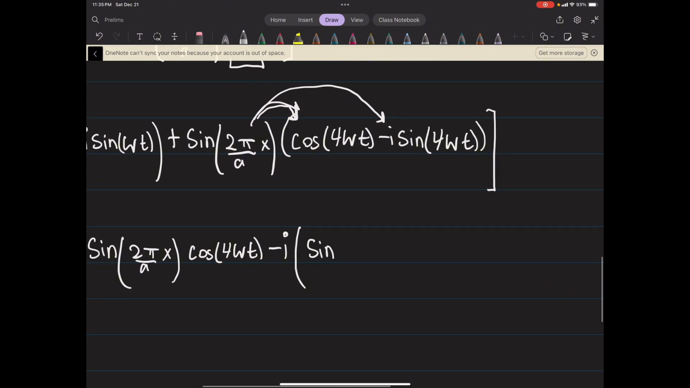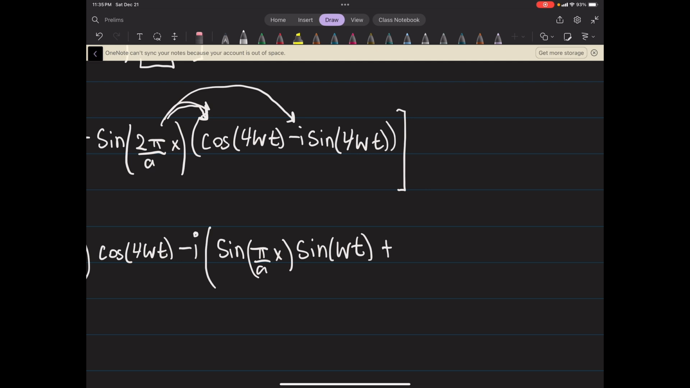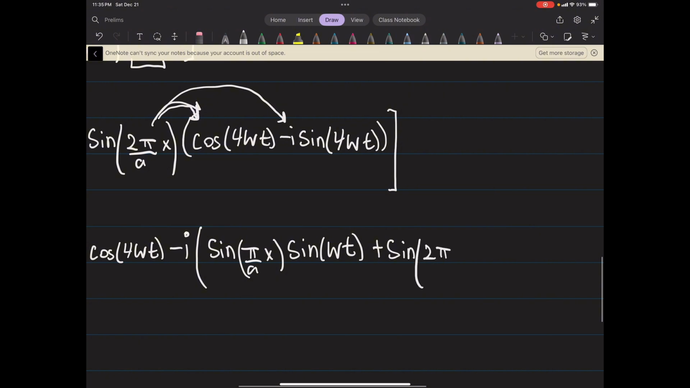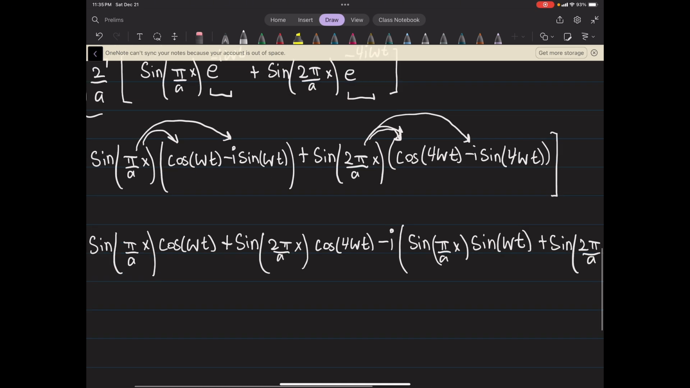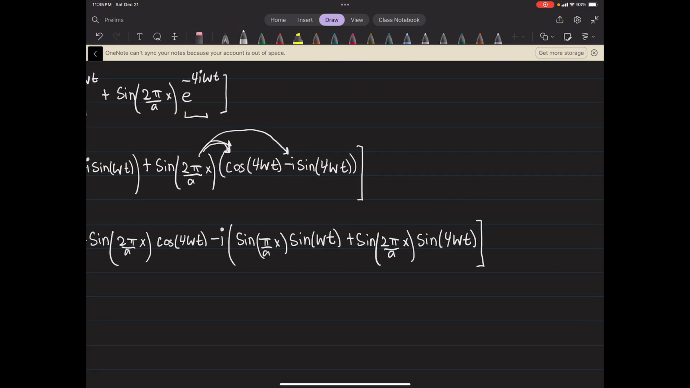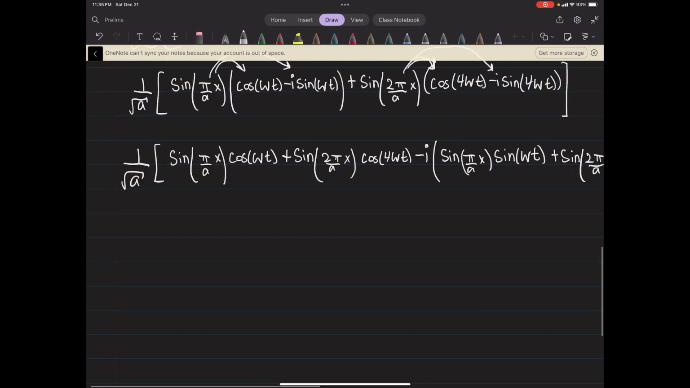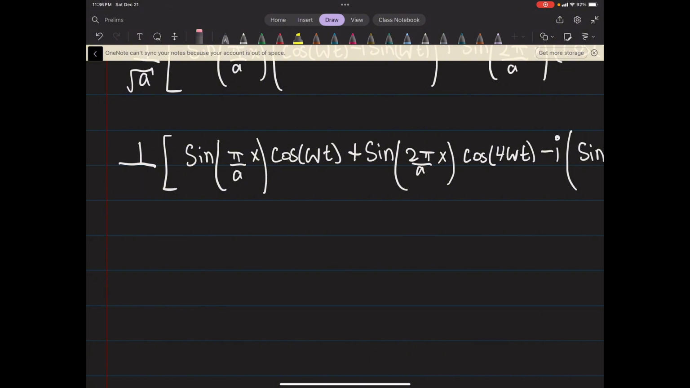And I'll have sine pi over a x sine omega t coming from over here. And then plus, just making sure my signs are all worked out. They look fine, I think. And then sine 2 pi over a x sine 4 omega t. Of course, that's all over there. Okay, so now we get to do the lovely task of squaring this. So what I'm going to do, it's a little bit of a shortcut here, but first off, this will turn into a 1 over a, since it's that part.